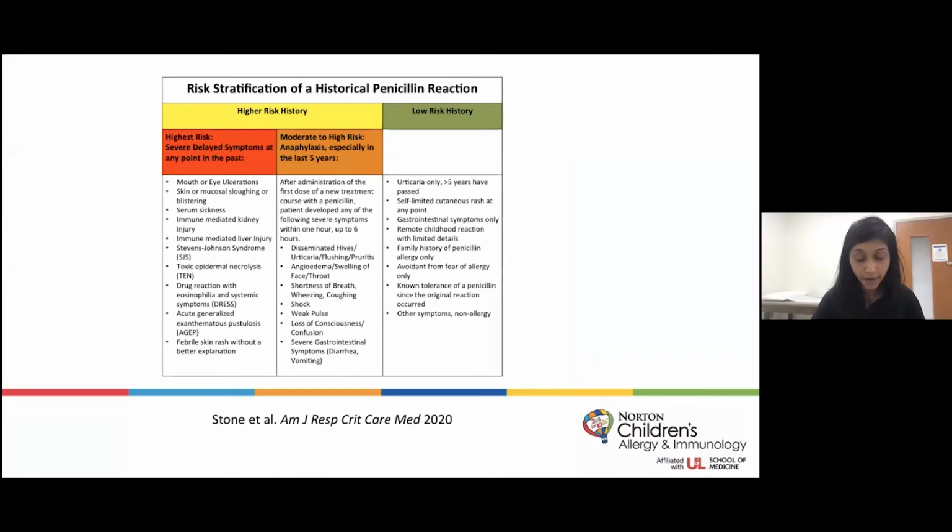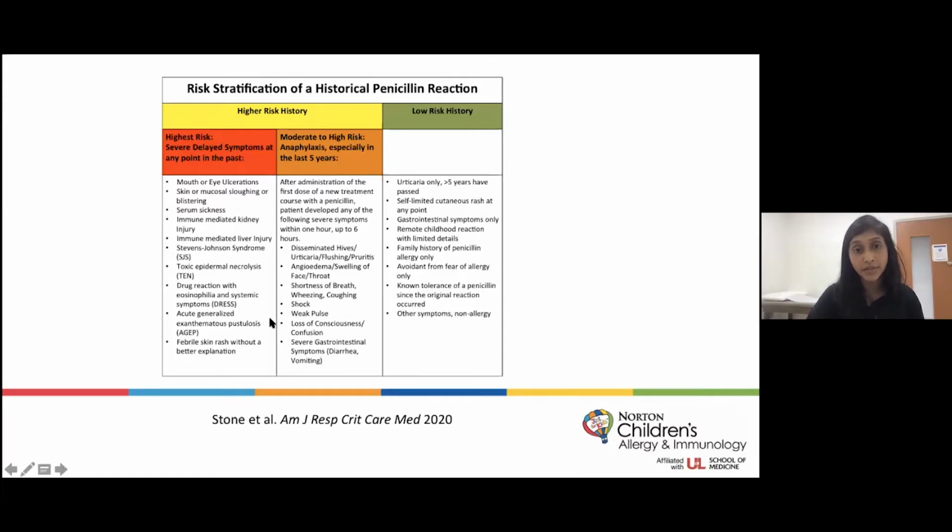Whenever I get a referral for penicillin allergy or any kind of drug allergy, what we as allergists are trying to do is to risk stratify. Basically, what I try to do is make sure that it is not anything in this highest risk category: SJS, TEN, DRESS, AGEP, which is acute generalized exanthematous pustulosis, even serum sickness. Those are high-risk reactions that cannot undergo testing, usually lifelong. We cannot give them the drug again.